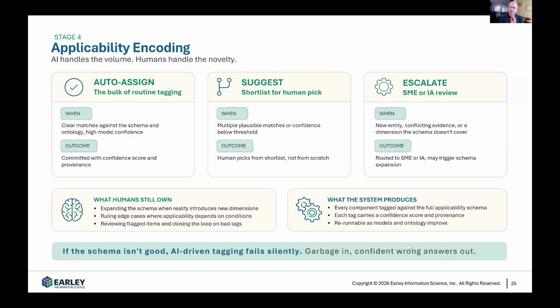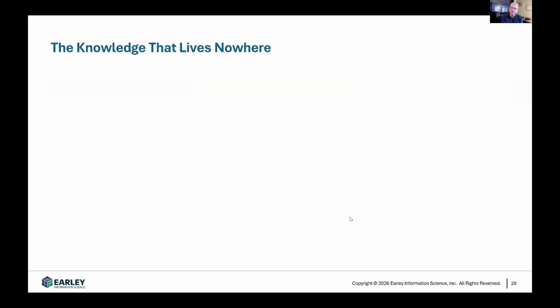I like the way Heather phrased this. AI handles the volume, humans handle the novelty, right? So we want to make sure that we are using this kind of a method to triage, right? Here's things that the system can identify and it will auto tag this. Here are things that are maybe a little bit less ambiguous, but we're going to help the human in that tagging process. And here are things that really do need escalation and require that.